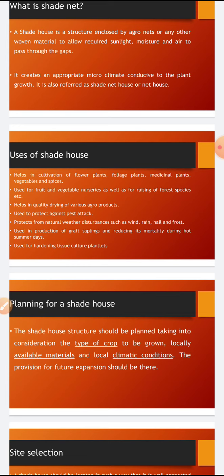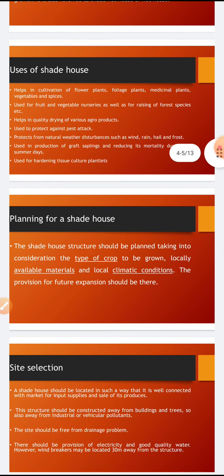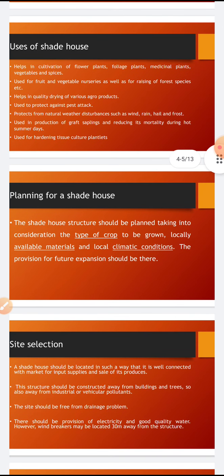Used in the production of grape saplings and reducing their mortality during hot summer days. Used for hardening tissue culture plantlets. Planning for Shednet houses. The Shednet house structure should be planned taking into consideration the type of crop to be grown in it, locally available material and local climatic conditions.